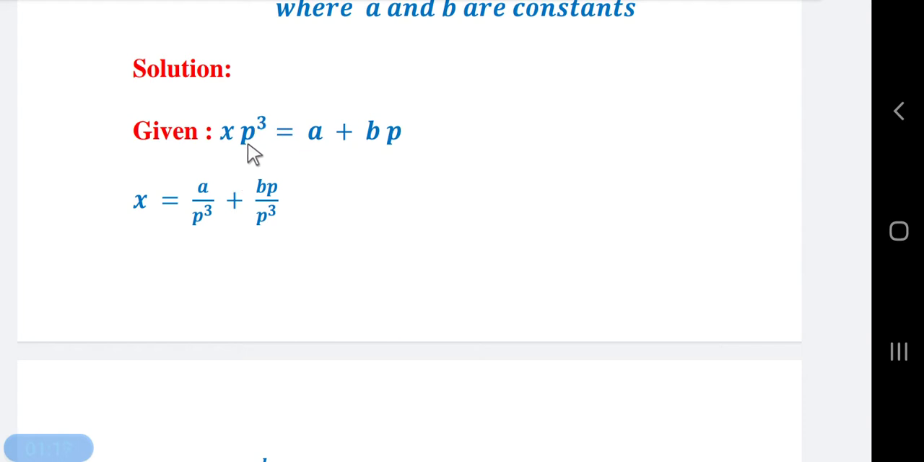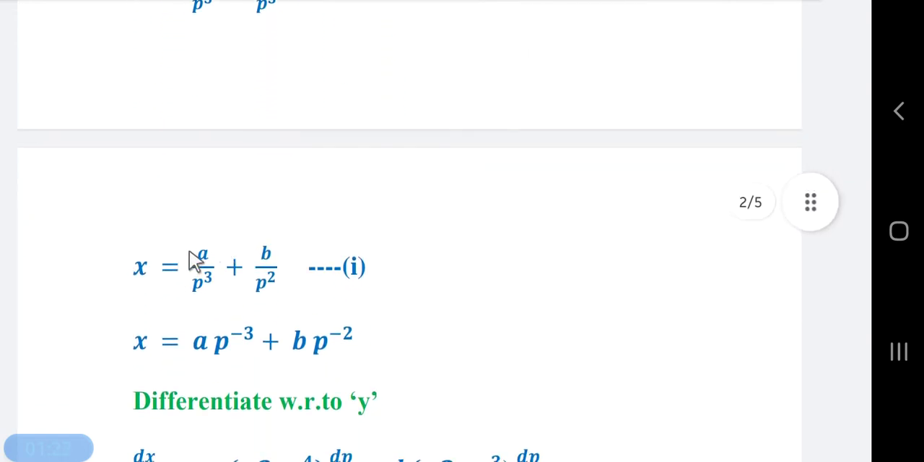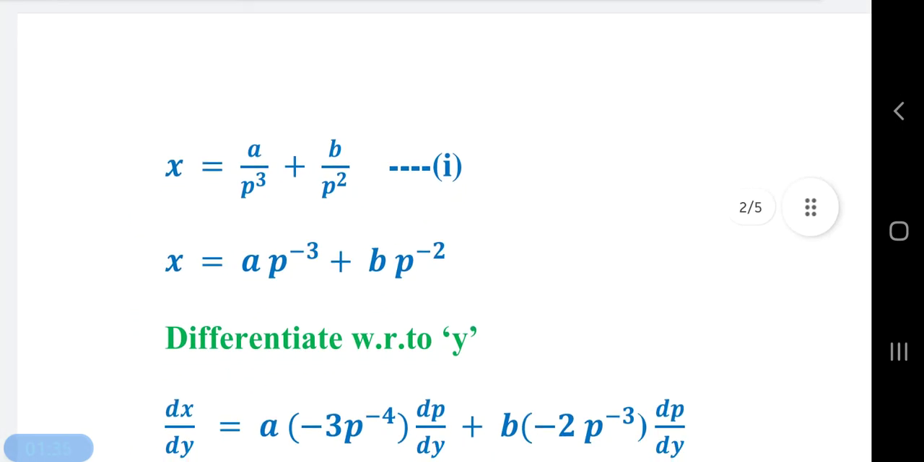Then I divide by p cube to the whole terms. So this becomes x is a by p cube plus bp by p cube. Cancelling 1 p in the last term, we will get x is equal to a by p cube plus b by p square. Taking this p cube to the numerator, it becomes p power minus 3. Similarly, p square to the numerator, p power minus 2.